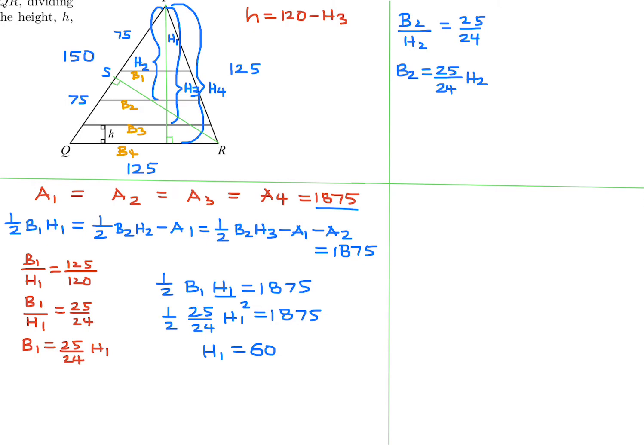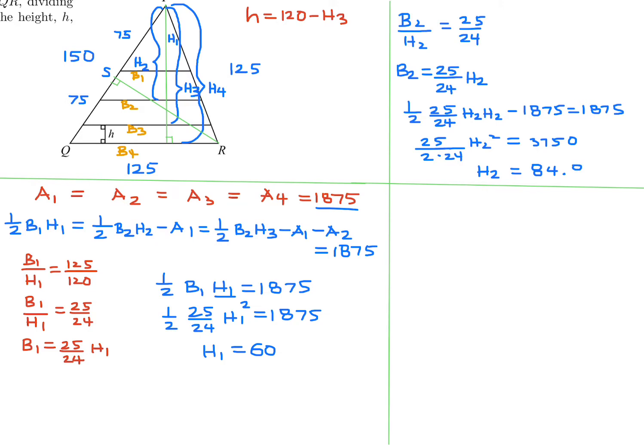So I've got 1/2 B2, which is 25 over 24 H2, times H2 minus A1, which is 1875, is equal to 1875. So this becomes 3,750 is equal to H2 squared times 25 over 2 times 24. And when you do that math, you get H2 is equal to approximately 84.85. All right, one more to go.